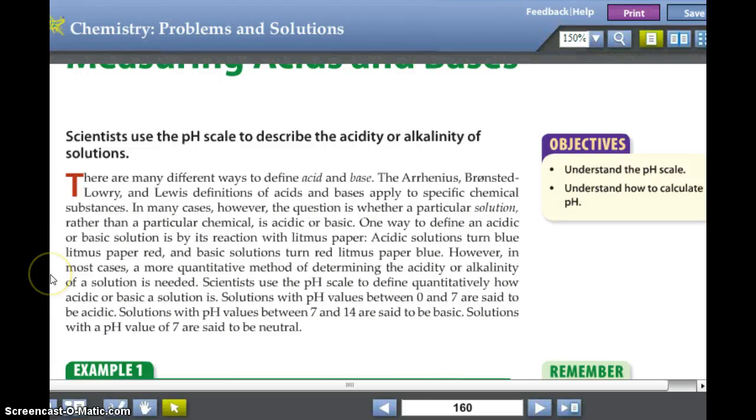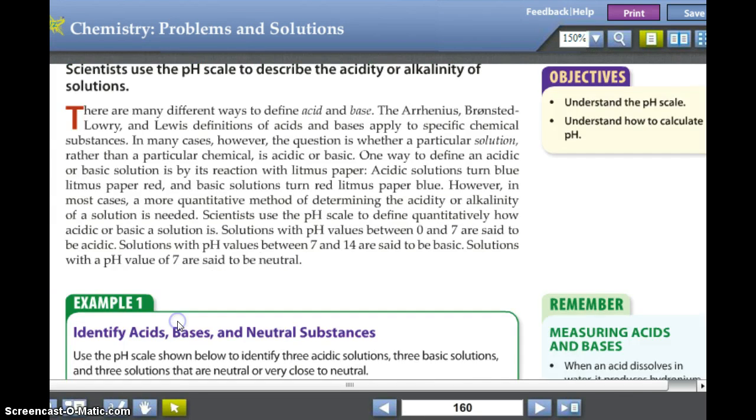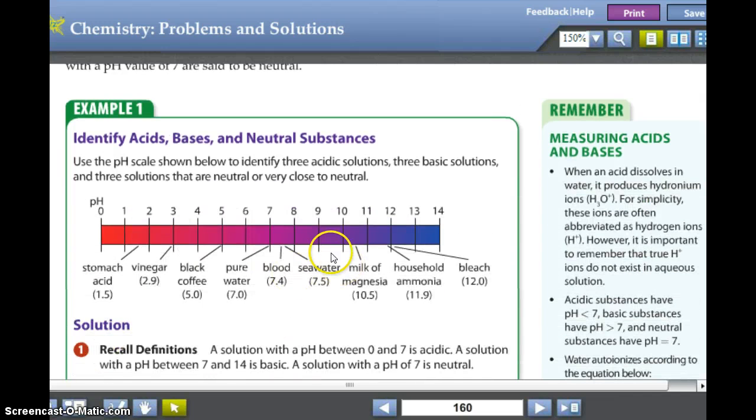However, in most cases, a more quantitative method of determining the acidity or alkalinity of a solution is needed. Scientists use the pH scale to define quantitatively how acidic or basic a solution is. Solutions with pH values between 0 and 7 are said to be acidic. Solutions with pH values between 7 and 14 are said to be basic. Solutions with a pH of 7 are said to be neutral. All right, so again, there's our scale. It goes from 0 to 14.